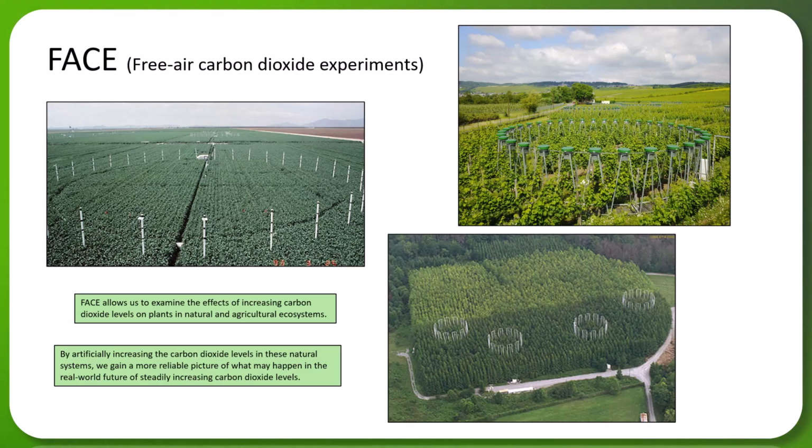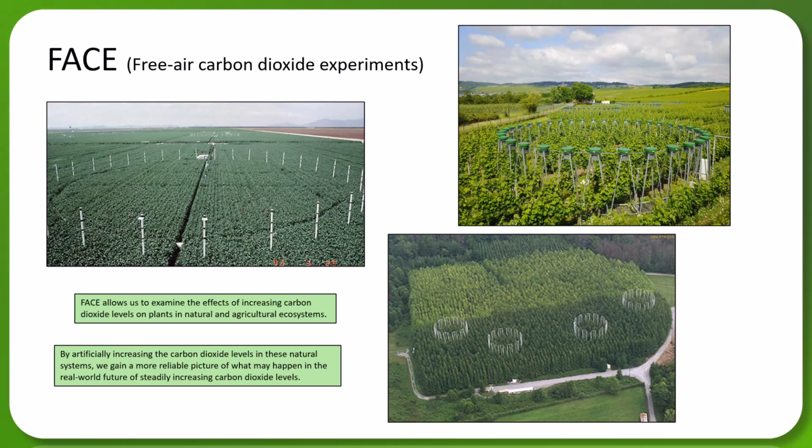Sensors continuously monitor wind speed and direction to adjust the CO₂ release, to ensure that there is a uniform distribution of CO₂ to the plants within that perimeter. And they compare those plots to similar plots around that same site without the CO₂ enrichment, which serve as controls to compare the effects on the plants in and outside of those plots.